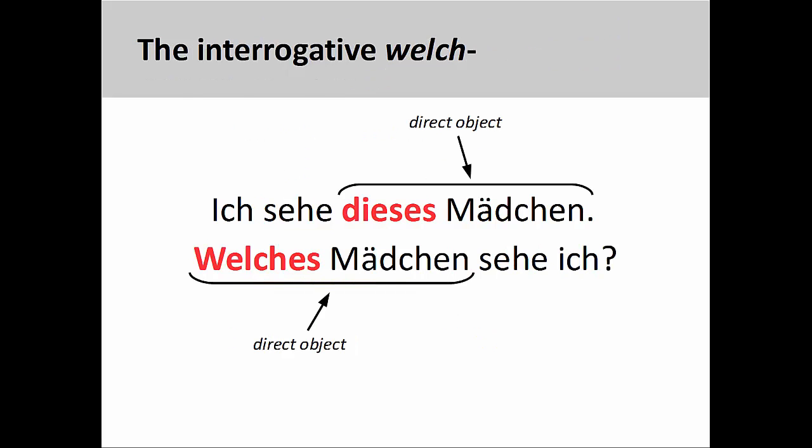Finally, although we can use der words almost anywhere in a sentence, since welch is an interrogative, it must always come in the first position. For a speaker of English, this may sound a bit unusual. In the first sentence, the typical order between subject, verb, and direct object is maintained. In the second sentence, however, the direct object comes in the first position on account of using welch. You may want to review the presentations on German syntax and interrogatives to refresh this concept.